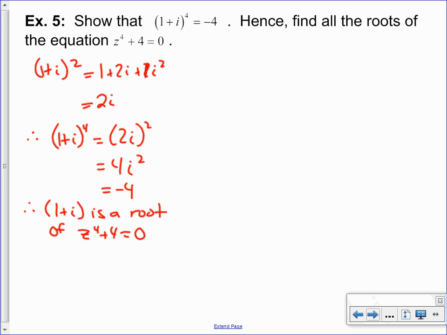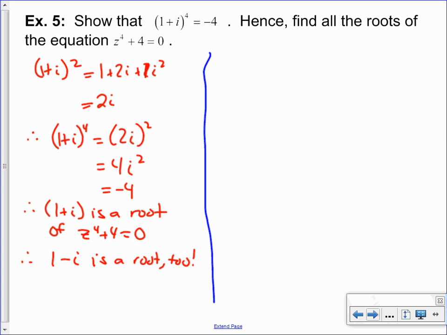Alright, the second one is easy. If 1 plus I is a root, then 1 minus I is a root. Here we go, 1 minus I is a root too. If 1 plus I is a root, then the other one is a root also. So here's what happens.